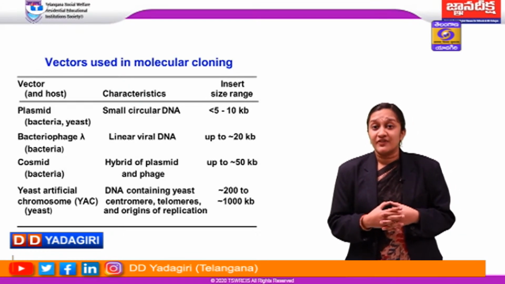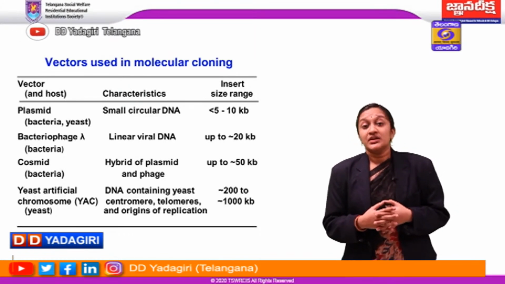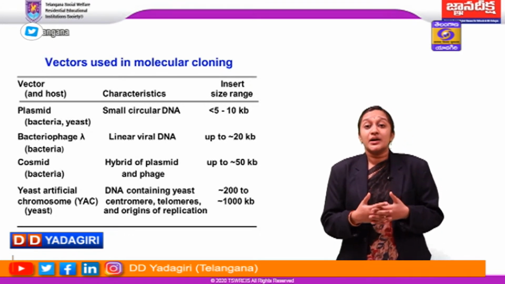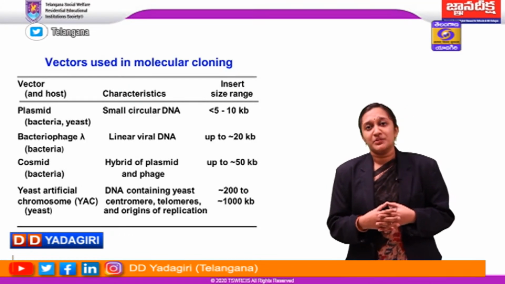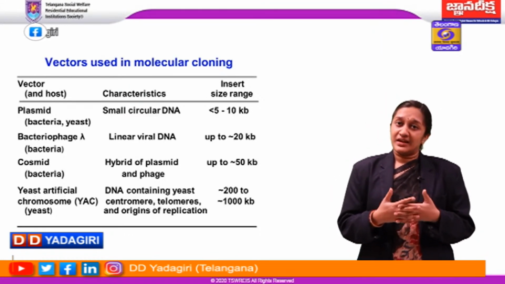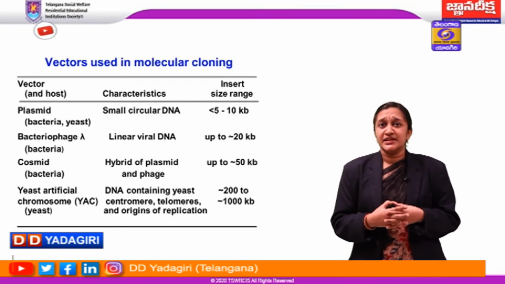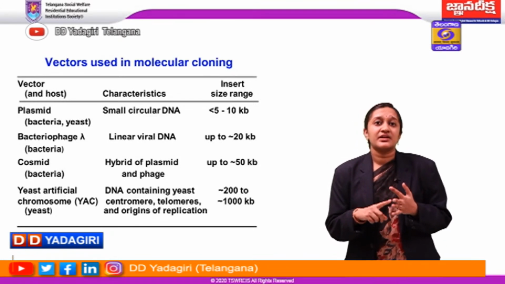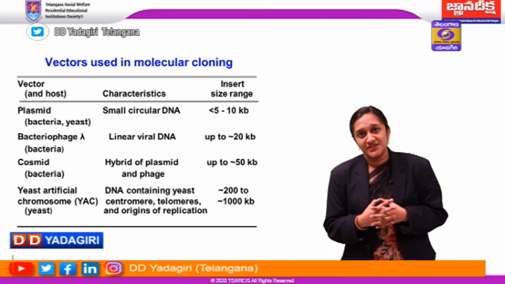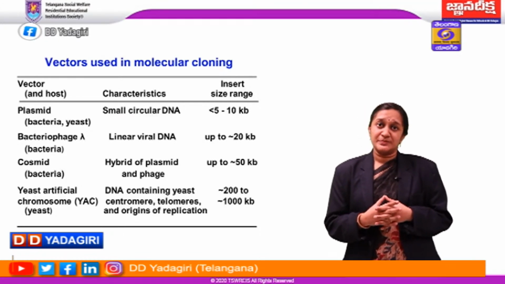Bacteriophage lambda has a linear viral DNA that can take up to 20 kilobases fragment. These bacteriophages are viruses that infect the bacteria and help in propagating your gene of interest. Cosmids are basically hybrids of a plasmid and a phage which can carry a double size of around 50 kb fragment into the host cell. Some examples include pCRP2. And last but not the least, the artificial chromosomes, basically a yeast DNA containing a centromere, telomere and an origin of replication which can carry up to 1 million base pairs in size. So yeast artificial chromosomes are the examples of artificial chromosomes.